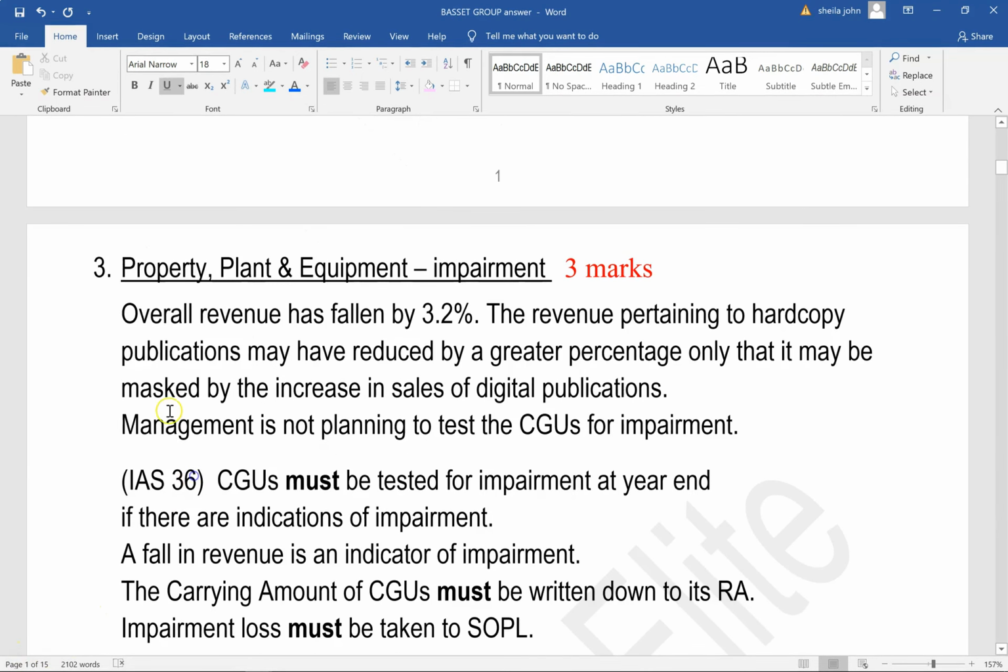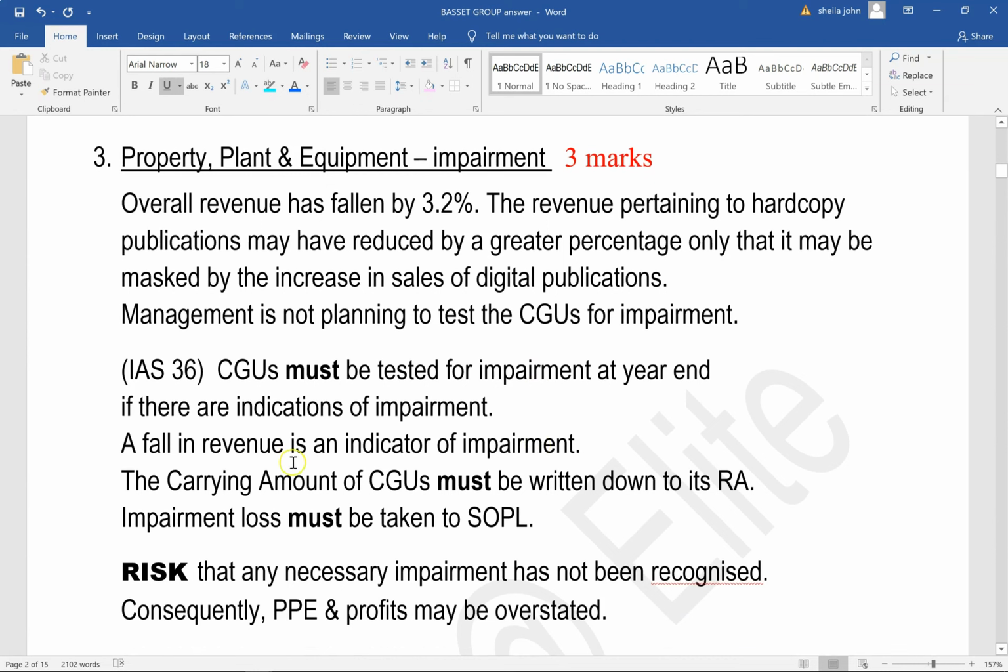So I start off by putting down the facts in the question, and the facts are that the overall revenue has fallen by 3.2%. But the question also tells you that the revenue pertaining to hard copy publications may actually have reduced by a greater percentage, only that it may be masked by an increase in the sales of digital publications, and management is not planning to test the CGUs for impairment. So that is from the exam question, which I'm just going to call my observation.